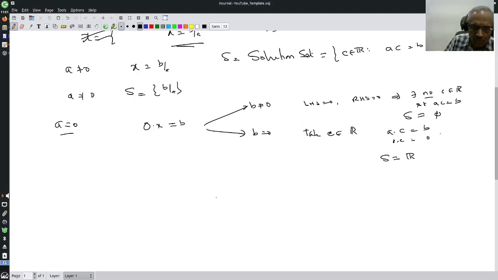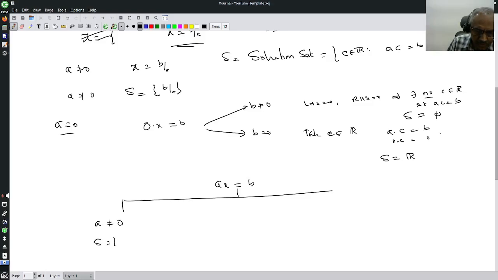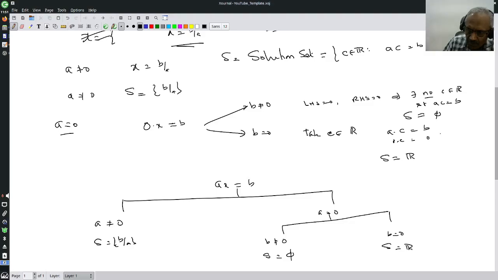So, we have the equation ax equal to b. When a is not equal to 0, the solution set is {b by a}. And when a equal to 0, there are two cases. One is b not equal to 0, and the other is b equal to 0. In the first case, the solution set is empty. In the second case, the solution set is R.